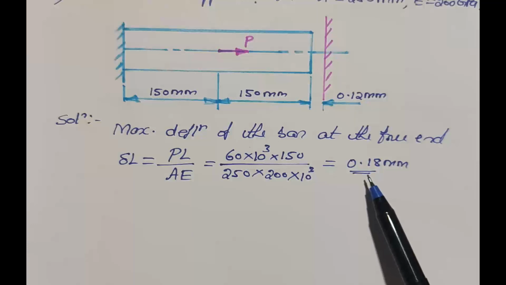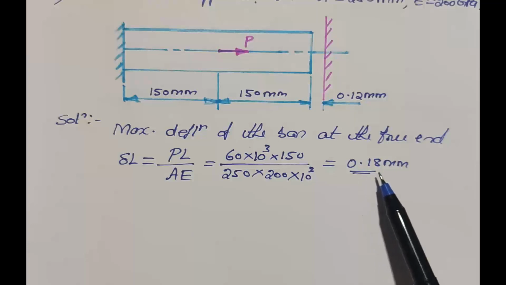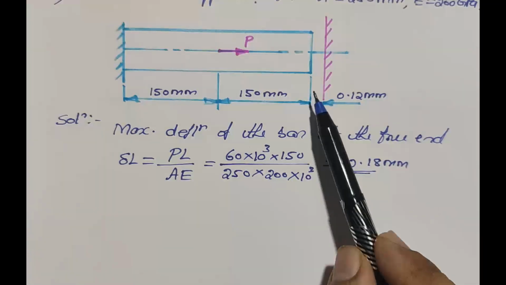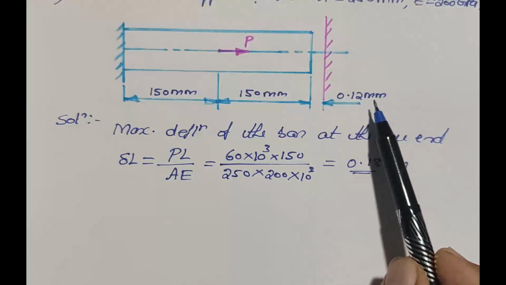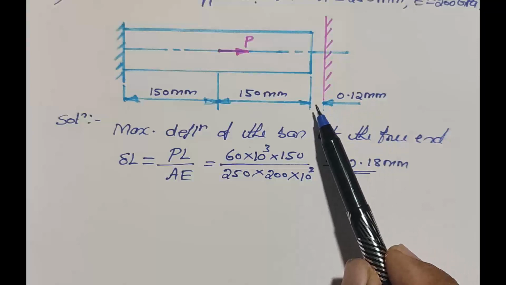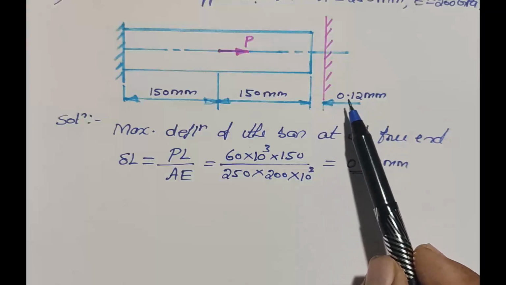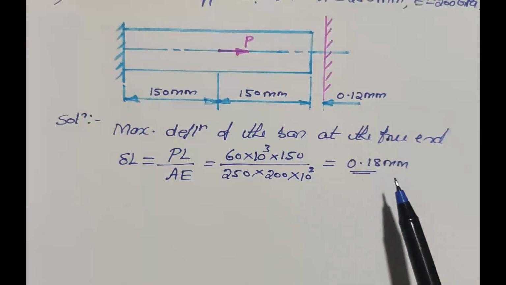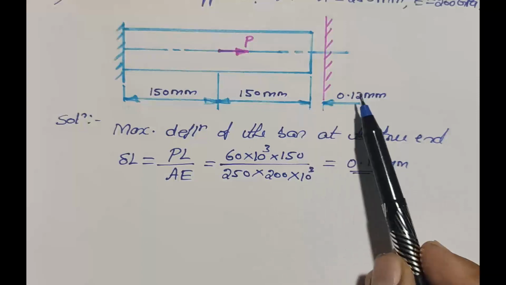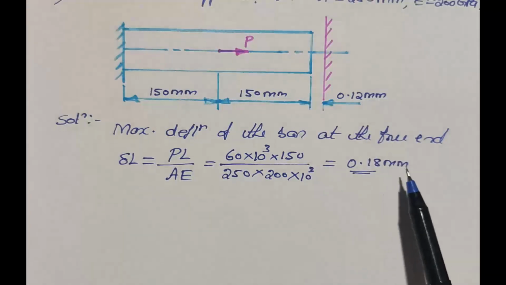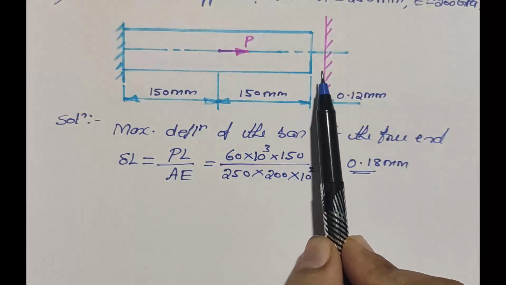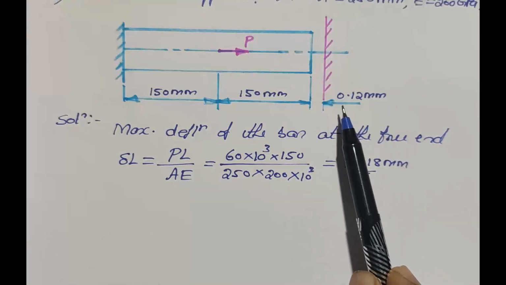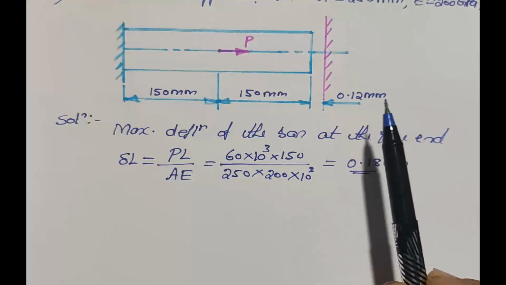See, the maximum tip deflection is 0.18 mm, but the gap between the free end of the bar and the support is only 0.12 mm. Since the gap is only 0.12 mm, the bar cannot extend up to 0.18 mm. Means the maximum tip deflection of the bar will be only 0.12 mm.